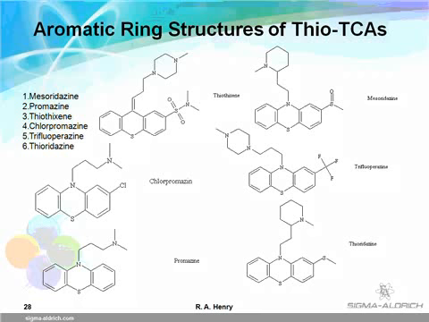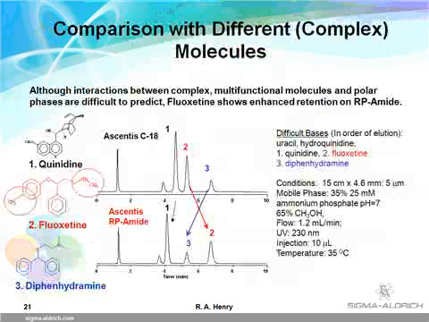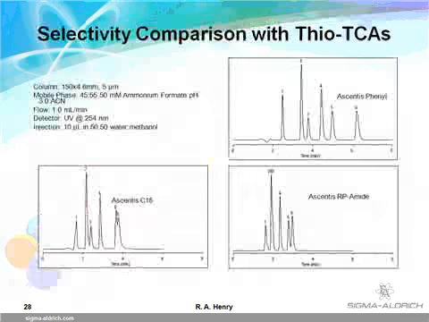This next slide shows the structure of some important pharmaceuticals that show extra retention and selectivity on phenyl columns. Note the presence of heterocyclic ring systems. This slide shows that Ascentis phenyl is clearly more retentive and selective for these structures. Note the use of methanol in the mobile phase.